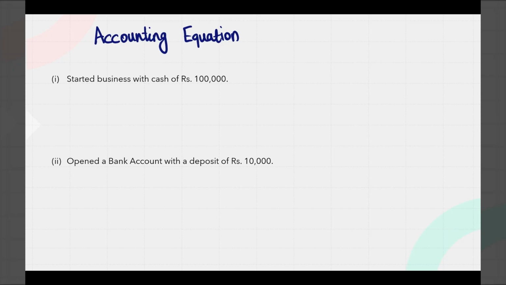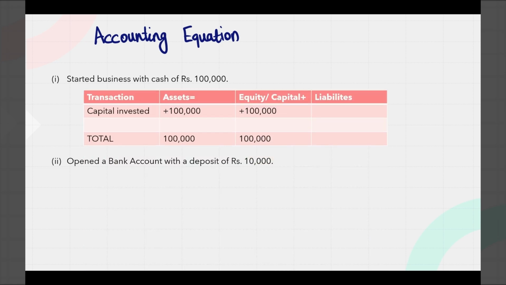First transaction is started business with cash of rupees 1 lakh. So what happens? Capital is invested. That means there is an increase in cash by 1 lakh. So in the assets column for cash account, there will be an increase of 1 lakh, so plus 1 lakh. There is also an increase in the capital or equity, which is 1 lakh. Once again you see that 1 lakh on the left hand side of the equation, and the right hand side of the equation is also 1 lakh.